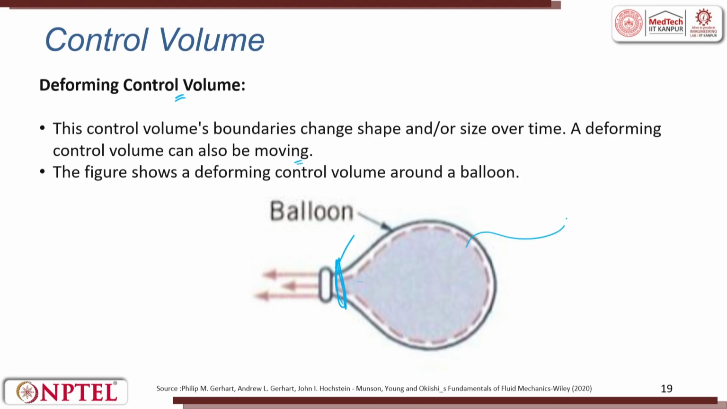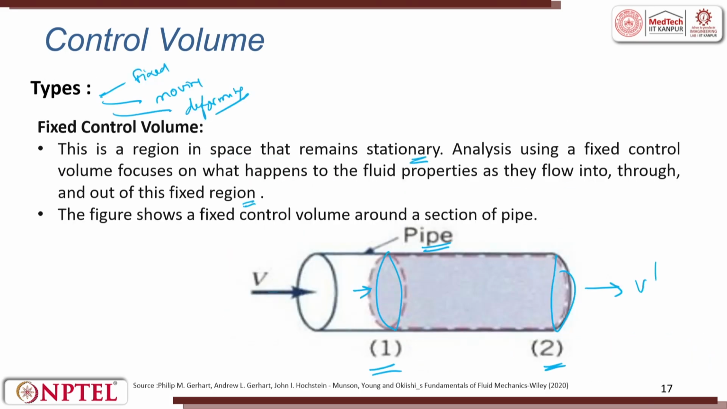Why? Because the balloon will move in multiple directions because there is air going out. So, that will give you a thrust, and it will keep moving. So, this figure shows the deforming control volume around a balloon, right. So, these are 3 different types. All these things play a very important role.